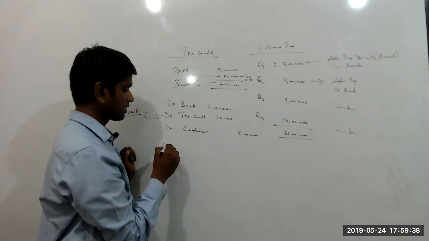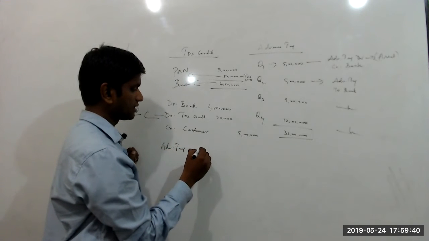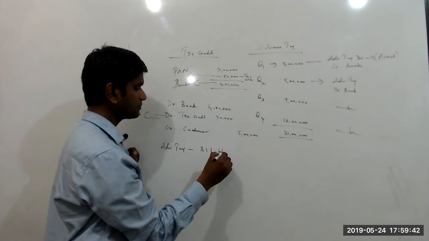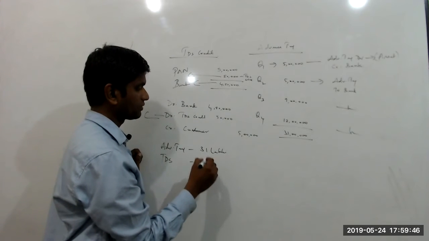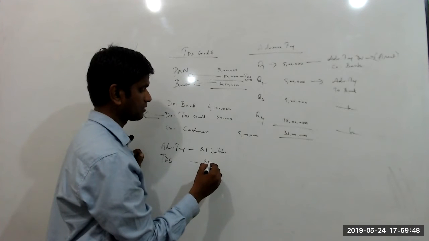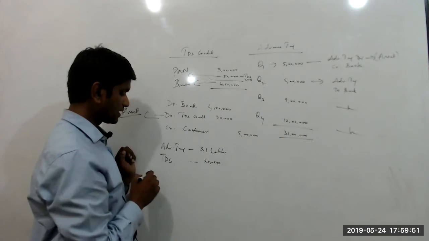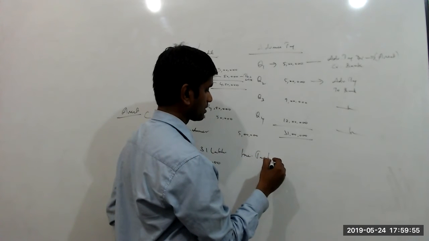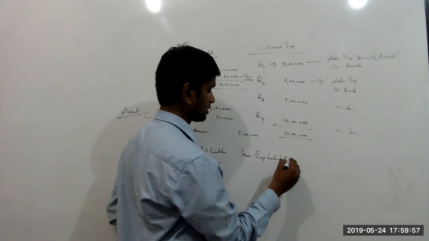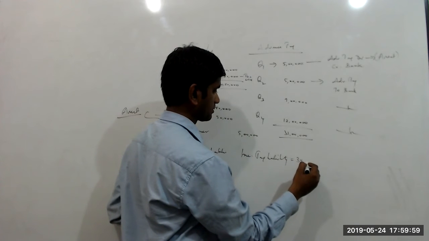So we have an advanced tax balance of 31 lakhs and a TDS credit of 50,000, right? So let us say my income tax liability at the year end is 35 lakhs.